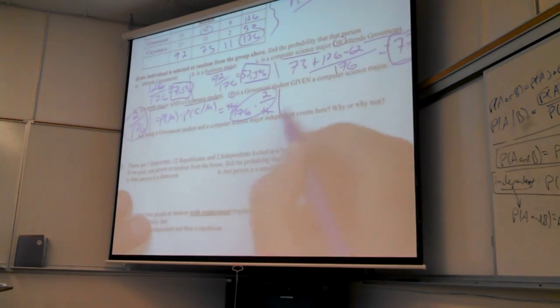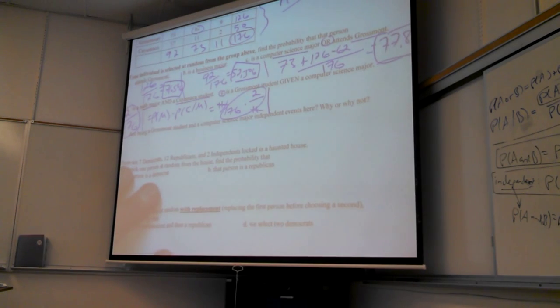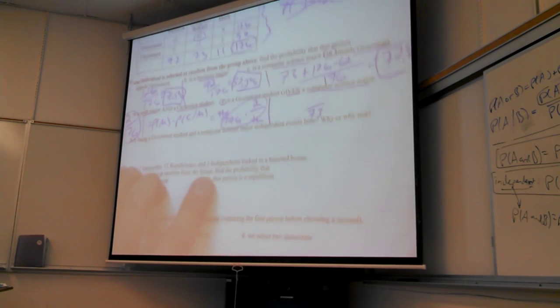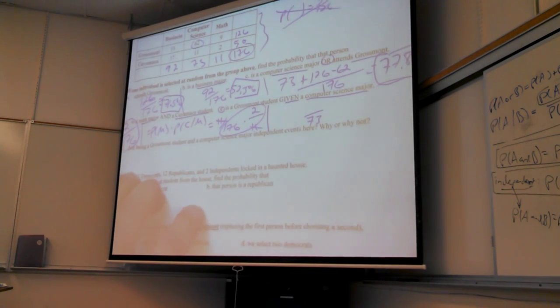Let's see if I can do this here. So what about part E? What goes on the bottom? Yeah, because I'm given they're a computer science major, so I know only something out of 73 people could have happened. Out of those 73, how many are Grossmont students? 62. And when you divide those, you get 0.8493. I like it. Or let's say 84.93%.